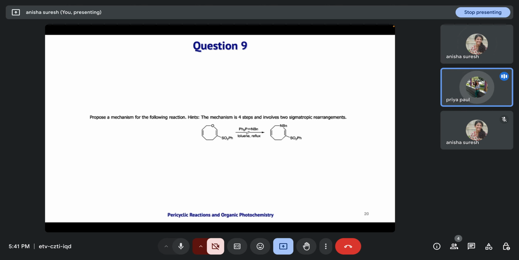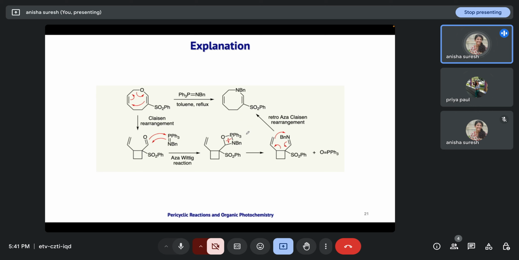After forming the 3,3 sigmatropic rearrangement, we are going to get the aldehyde component. That aldehyde component will react with this one. Then again it will undergo a 3,3 sigmatropic rearrangement, giving the final product. So let us see the mechanism. It is like this.